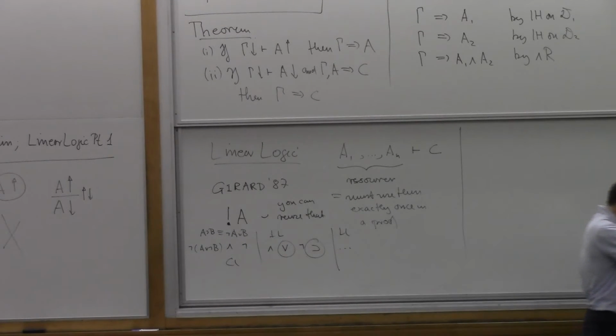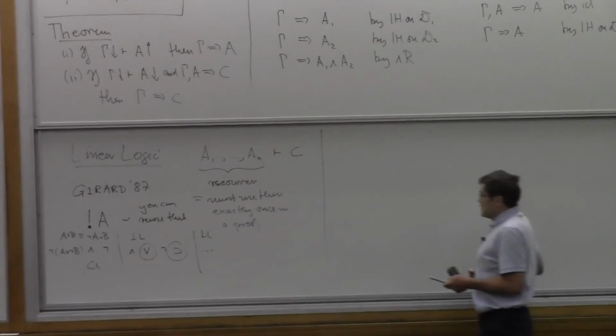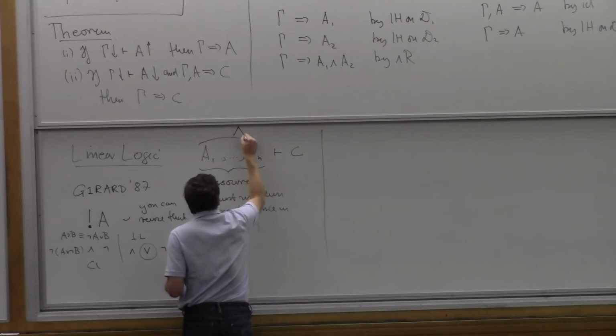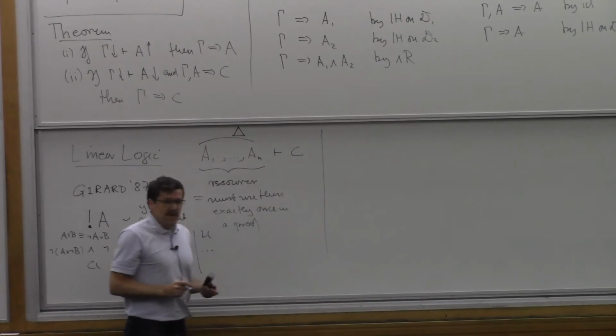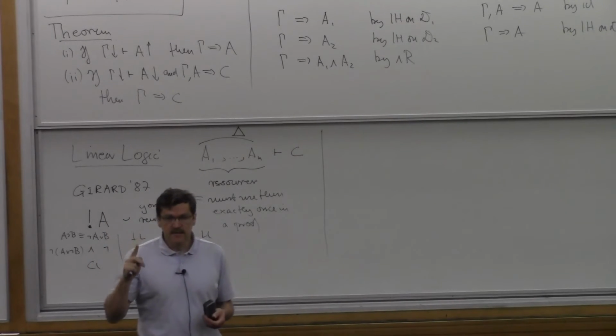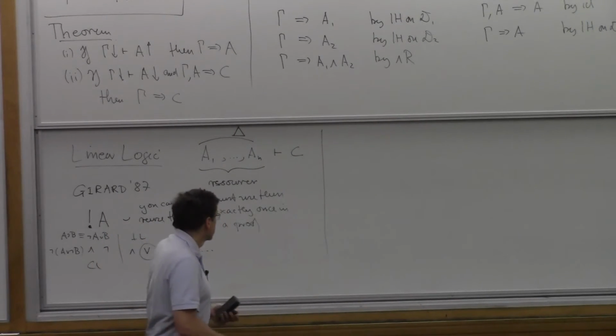Okay, so where did we start? One way to start is just to, okay, so I'm going to write these things here as delta. Okay, and the reason I'm going to use delta instead of gamma is to remind you that things in delta have to be used exactly once. Okay, so that's why it's a different letter.